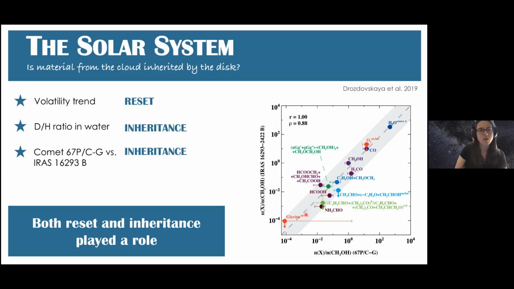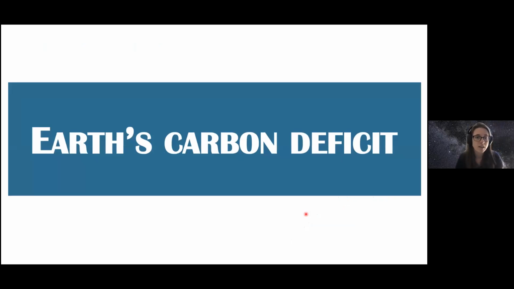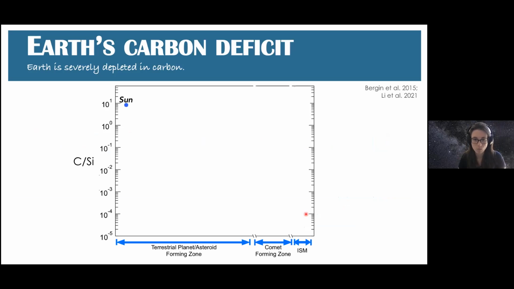And if we think about this inheritance more, there's one long-standing problem with the composition of our own Earth, and it's that it's very low in carbon compared to the sun. So I'm going to talk about it a little bit more. And here I'm going to show the carbon to silicate ratio for solar system bodies with respect to the sun. So generally in comets, we find very similar carbon to silicate ratios as our sun. But if we look at the bulk silicate Earth, it's 4 orders of magnitude lower than what we see in the sun.